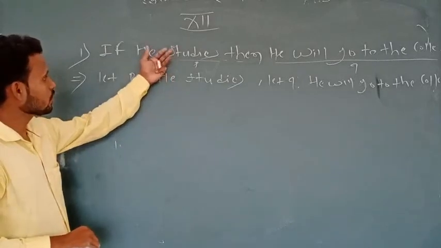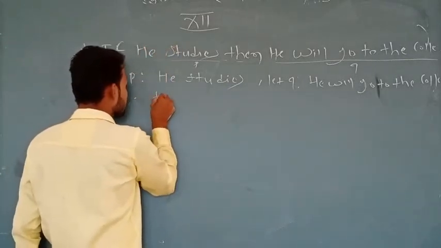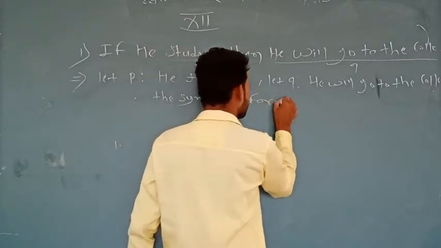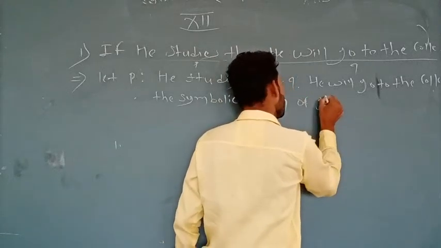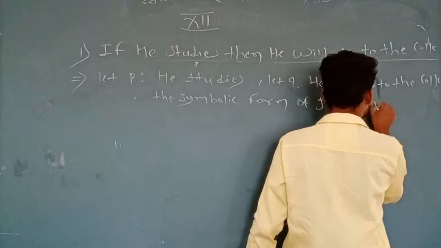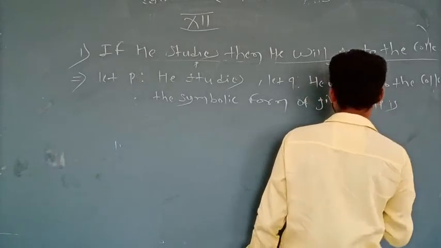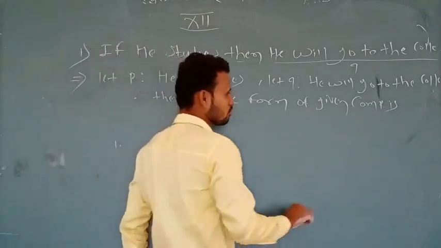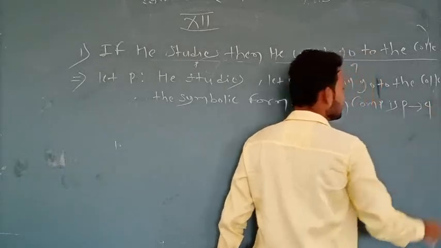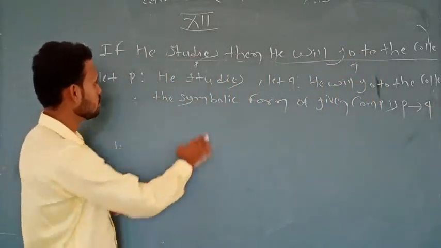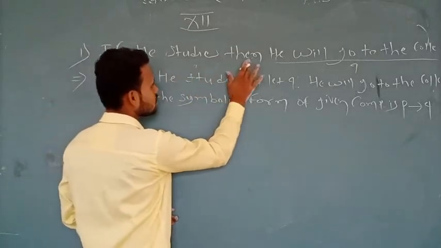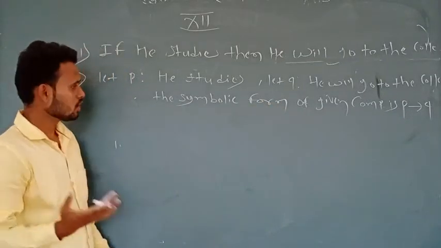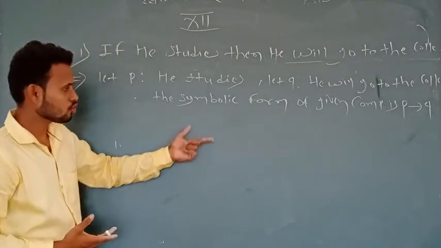Therefore the symbolic form of the given compound statement: it is of the form if P then Q, means it is conditional. Therefore we can write its symbolic form as P implies Q, which is the required symbolic form of that given statement. Now we have the symbolic form. Therefore now take the converse, inverse and contrapositive of that.